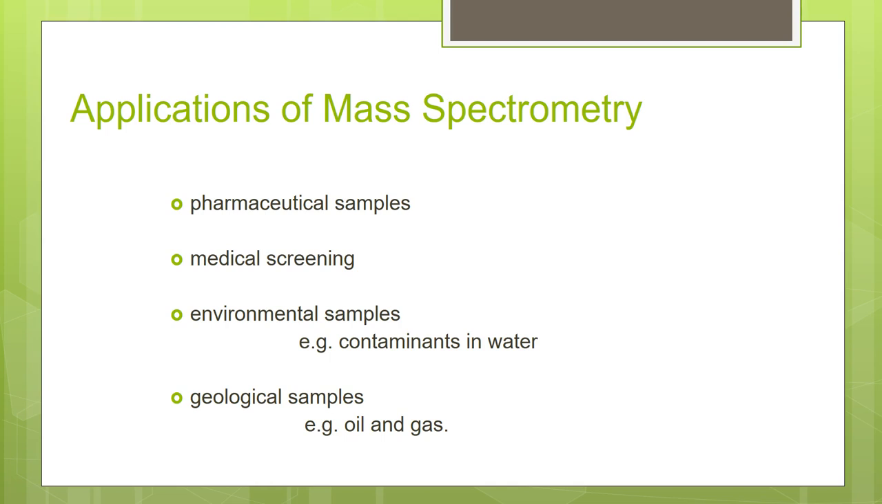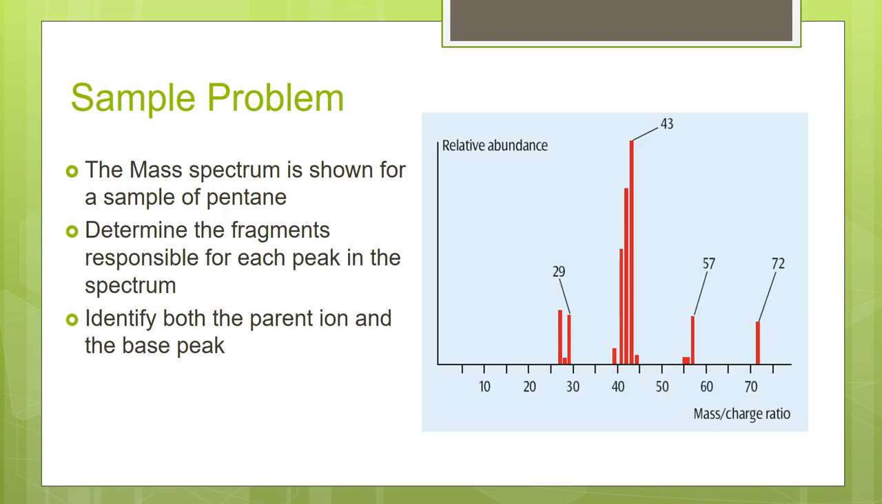Mass spectrometry is used widely in a number of industries, including looking at pharmaceutical samples, medical screening for particular metabolites in the blood, perhaps, for drug testing, environmental samples, and geological samples. So looking for trace elements of oil and gas that might be present in rocks that people would be interested in mining or using. So if we have a look at this problem, we'll do a couple of samples and then we'll wrap up this video.